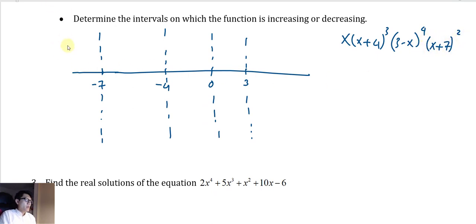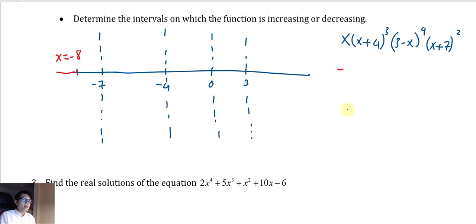Now, let me pick a value on the left side, say -8. Okay, -8 for x. So I plug in -8 to this function. Let's see if I get something positive or something negative. So -8 for x.